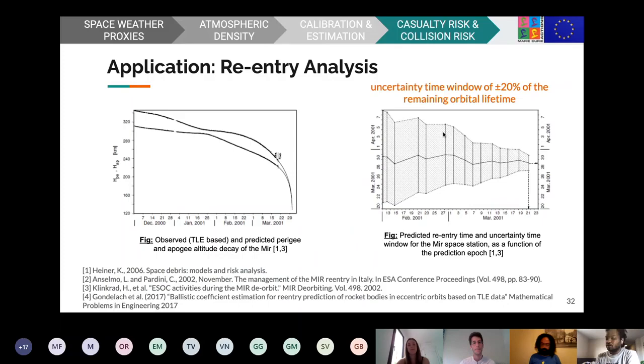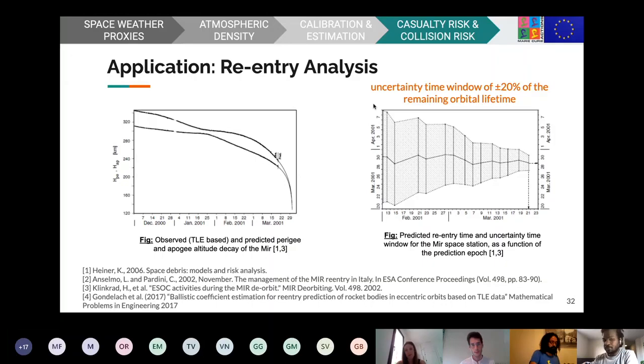Now, we continue the orbit propagations till we reach... Sorry, so this is the kind of output that we get from the long-term perturbations. Here we can see at 200 kilometers altitude, this is till where we do the long-term propagations. And then we check our predictions with the observed TLE data, and we plot something known as uncertainty time windows. Now this is the most important point that we wanted to stress.